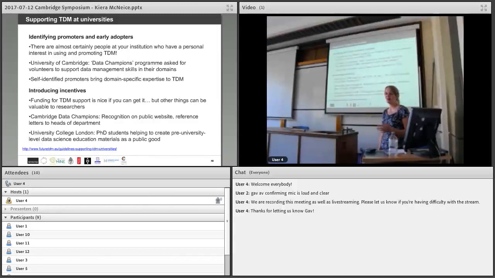If you find the people who are keen to do this already, who are already looking into it, then you know they'll help you to promote TDM around the university. They'll be keen to get other people involved and to work with each other.